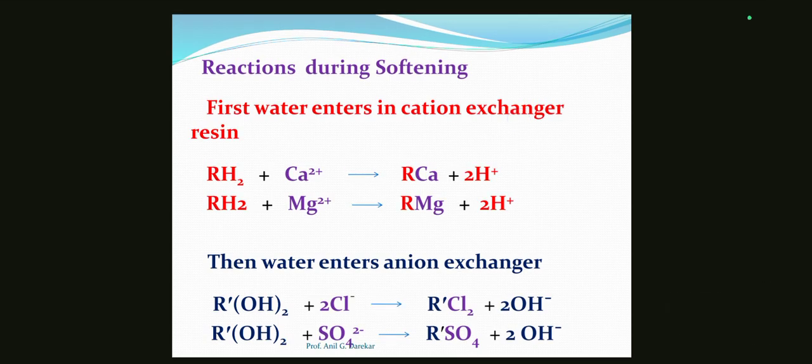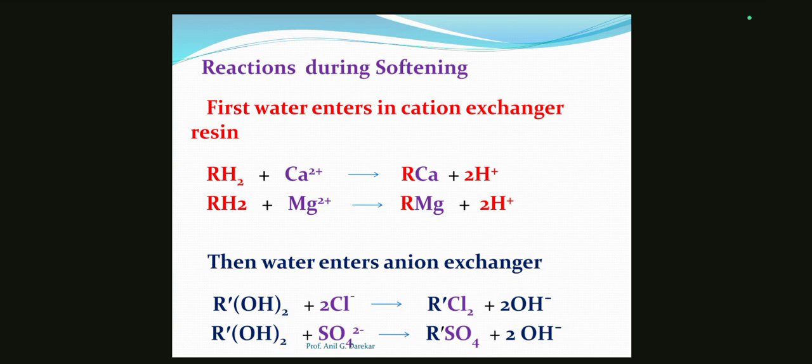So first, as we have seen in the process, we first pass the water through the cation exchanger. So the first reaction you have to write is about the cation exchanger. And in the beginning I said, for writing a reaction, what are you going to use? You are going to use RH2. So RH2 plus Ca2+, or you can say RH2 plus Mg2+.